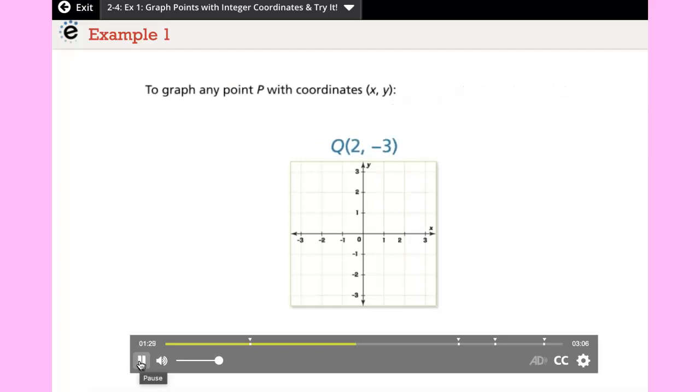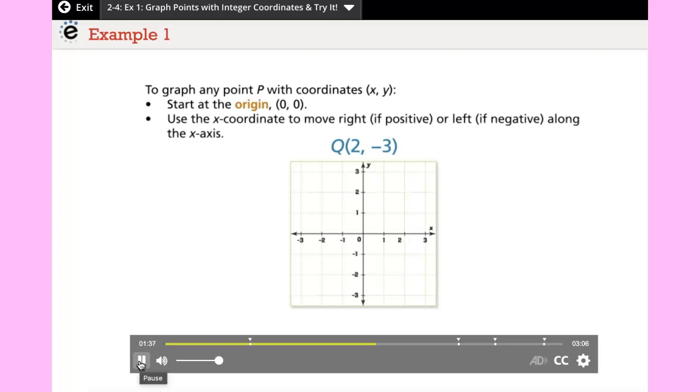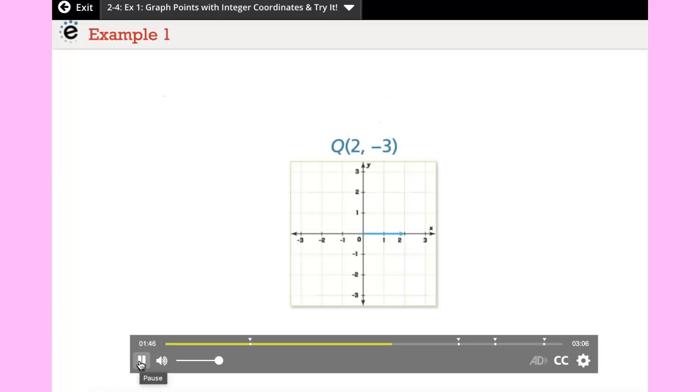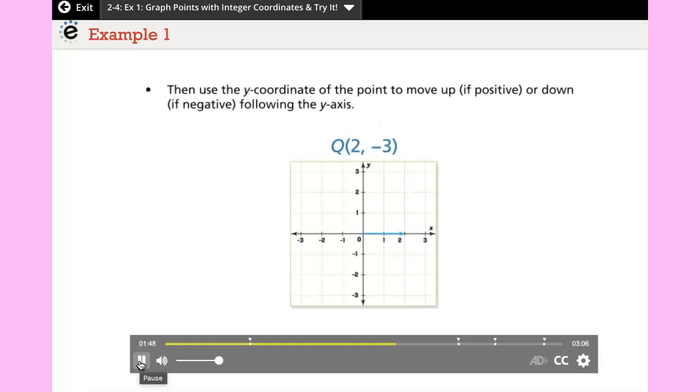To graph any point P with coordinates (x, y), start at the origin, (0, 0). Use the x-coordinate to move right, if positive, or left, if negative, along the x-axis. Then use the y-coordinate of the point to move up, if positive, or down, if negative, following the y-axis. Draw a point on the coordinate plane and label the point.